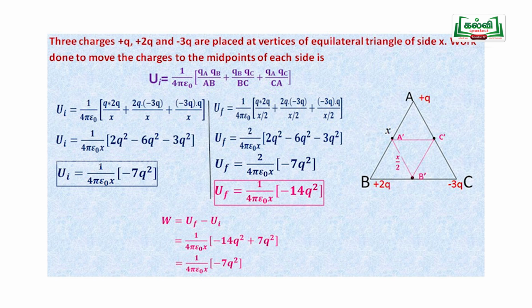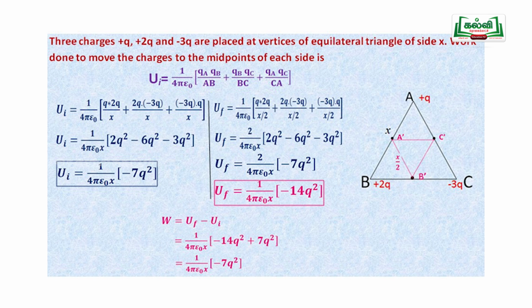What is the final position? Moving these charges to the midpoints. So, this is the position. In this position, the side of the triangle will become equal to x by 2. Since I am moving to the midpoints, the side of the triangle will be equal to x by 2. So, in this case also the same charge configuration, but the distance only is getting varied.